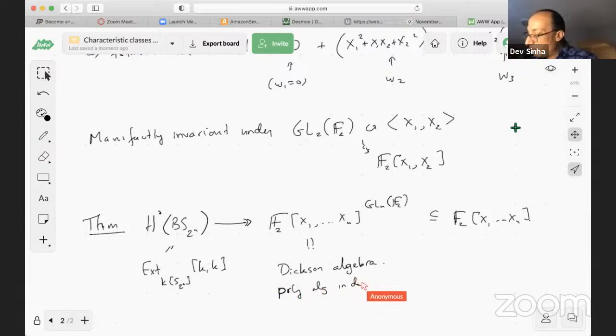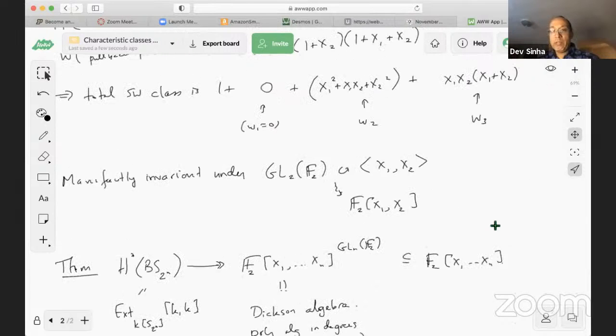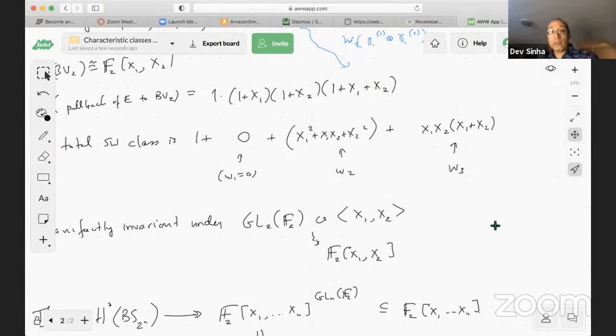in degrees 2 to the n minus 2 to the l for l less than n, starting with 0. So there's a Dixon generator in degree 2 to the n minus 1. In this case, it's x1 times x2 times (x1 plus x2). You can always play that game. The next one is in rank 3.